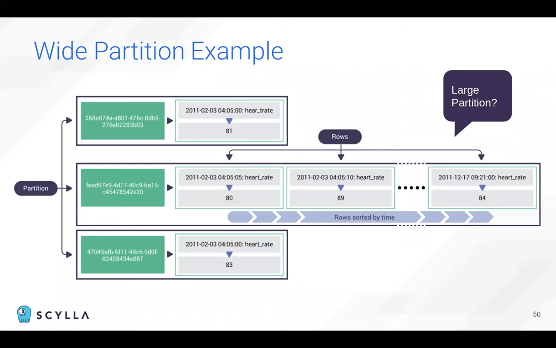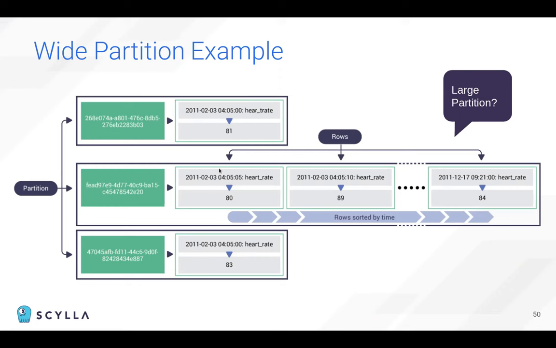I already mentioned that Scylla splits the data into partitions. Each partition in Scylla can hold many, many rows. In this case, for example, the ID is a UUID, and each row contains a timestamp and a heart rate. You can imagine this is kind of an IoT device database or something like that.